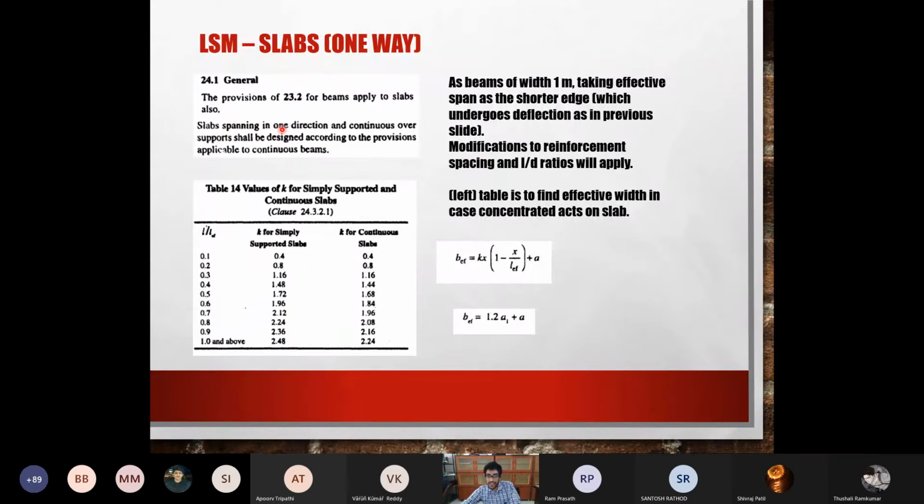So the provisions of 23.2 for beams apply to slabs also. That's why it's mentioned over here: slabs spanning in one direction and continuous over supports shall be designed according to the provisions applicable to continuous beams. If it's not continuous, if it's simply supported, you will apply the same provisions as you do for simply supported beams.